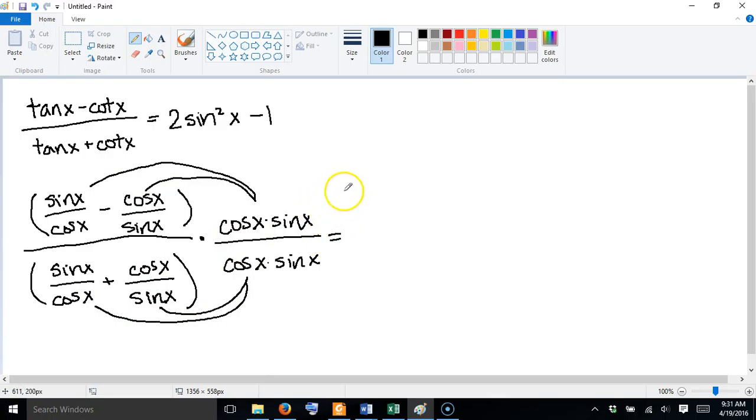What happens here is whenever we multiply cosine x times sine x to this one, our cosines cancel out, and we're left with sine x times sine x, which is sine squared x. Then doing the same thing here, our sines cancel, and we are left with cosine x times cosine x, which is cosine squared x. Going to be left with the same thing in the denominator, except there's going to be a plus sign in the middle.